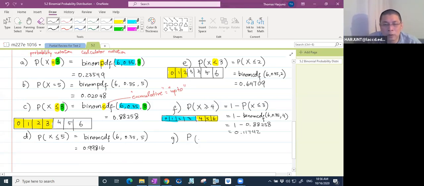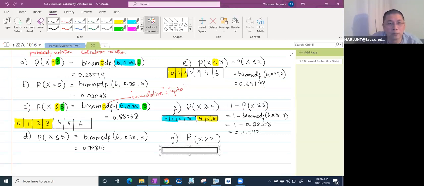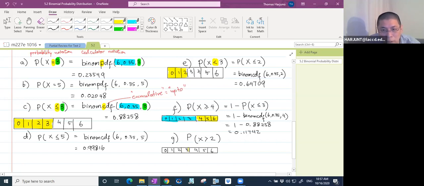How about the probability that x is greater than 2, for example? Greater than 2, not including 2. So on my diagram, the possible outcomes are 0, 1, 2, 3, 4, 5, 6. When we say greater than 2, it means it starts from 3.